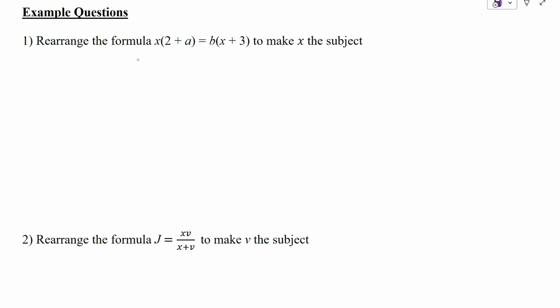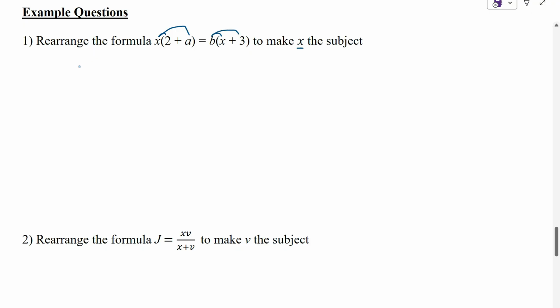Looking at a few example questions now. Let's rearrange the formula x(2 + a) = b(x + 3) to make x the subject. Now, as we can see, we have x on both sides of this equation. So to make it easier, let's multiply out these brackets first and then rearrange accordingly.